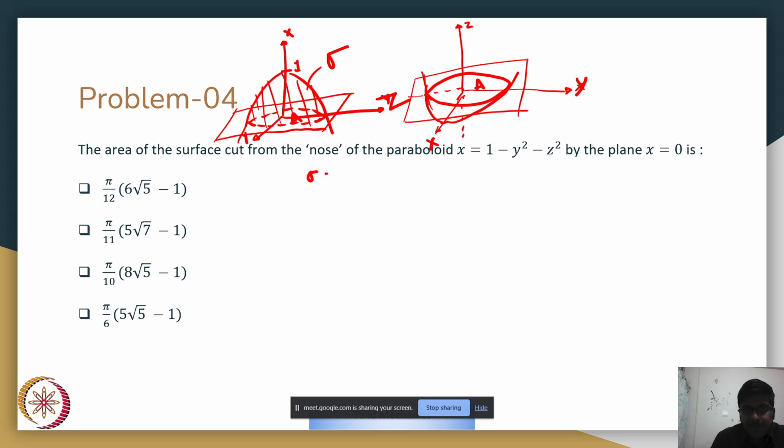and I'm asked to calculate sigma, which is my surface area. A is my projection area. Again, we'll first look at the projection.